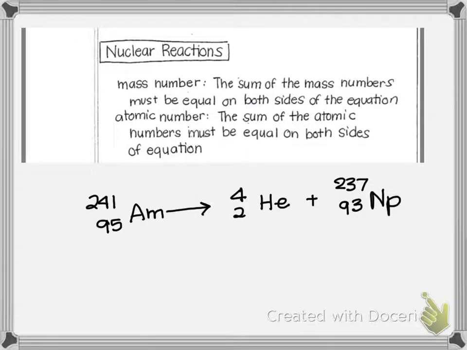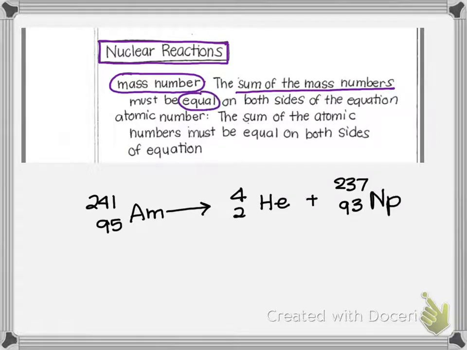So when writing nuclear reactions, we have to consider how to balance them. And it's a little bit different, or a lot different, than a chemical reaction. So we have to first look at the mass number. The mass number is the number in the superscript. And what we know is that the sum of the mass numbers has to be equal on both sides of the equation.